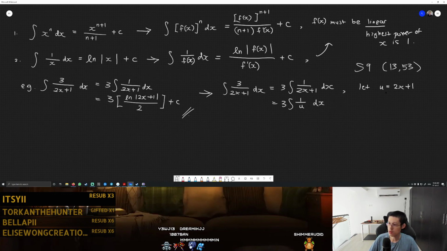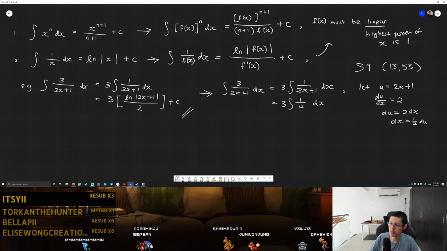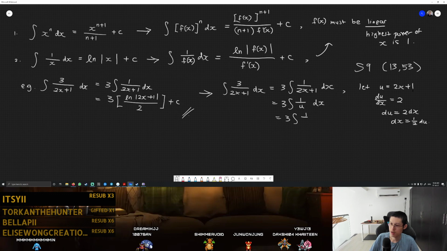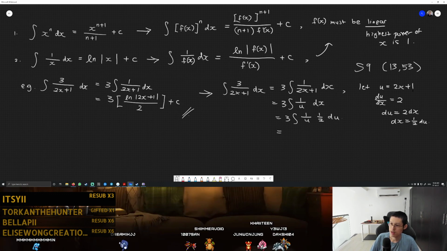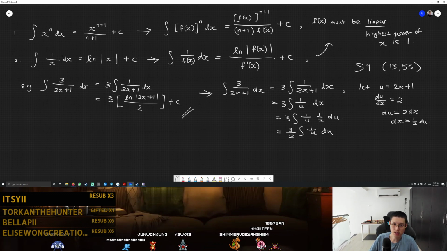So how do we find du? We have to differentiate this with respect to x. du/dx gives me 2. So du equals 2 dx, which means dx must be a half du. Cool. So we know dx is half du, so we're going to just put that in here: 1 over u and then half du. We can take the 1 over 2 out and put it out here. And now you can see that this is in fact something similar to this, which means we know that we will get this instead.